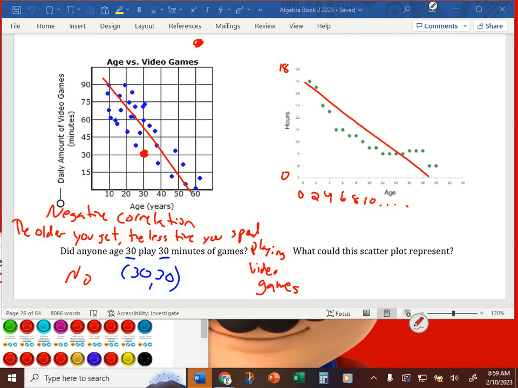Well, keep in mind, this ordered pair here is the ordered pair 2 and 16. When you're age 2, you don't do 16 hours of video games, right? So you're right, as you get older, you play less, but it doesn't fit the data that we have. What is something that a 2-year-old would do for 16 hours a day? Cry. Okay. I would say sleep. It's probably the most accurate thing.